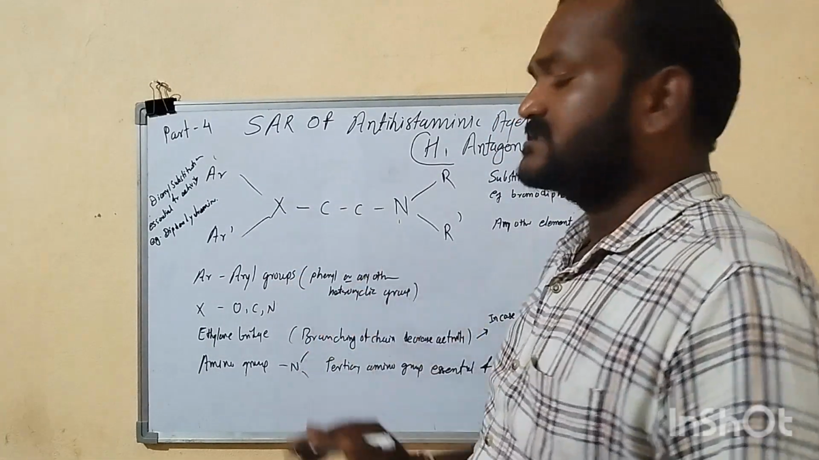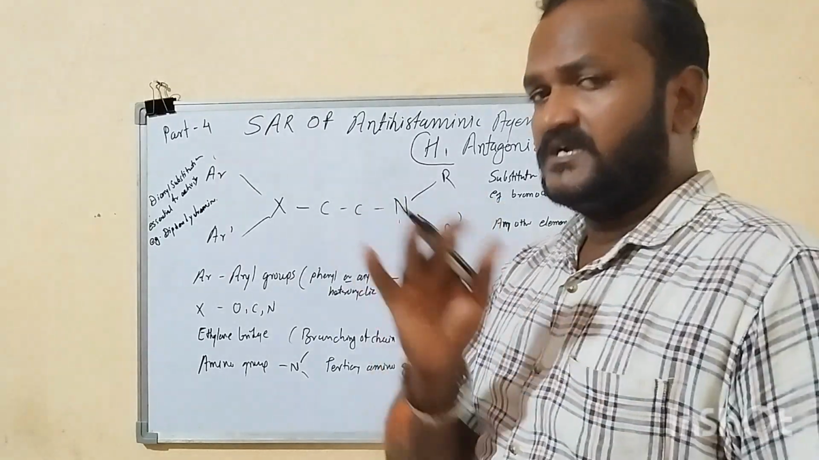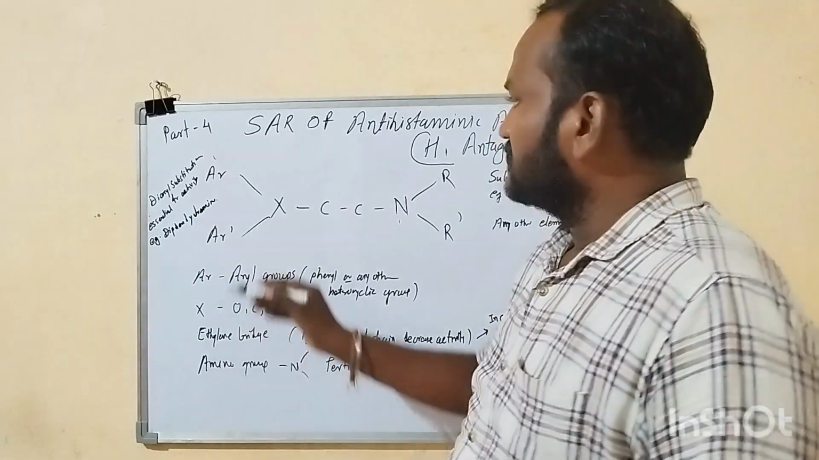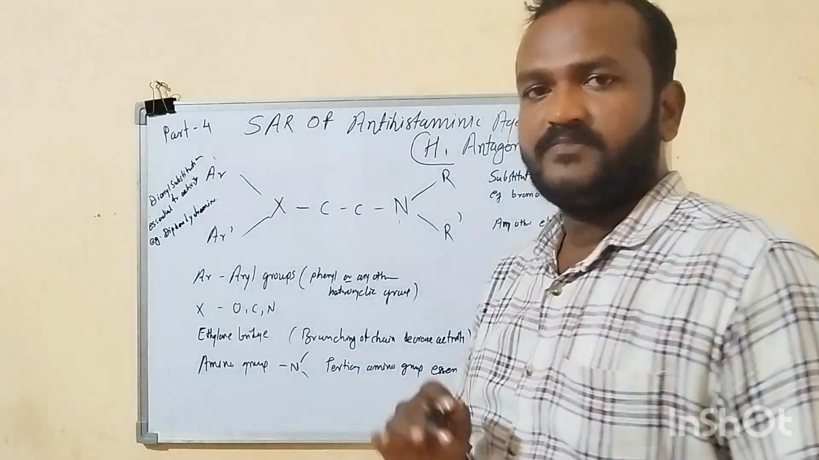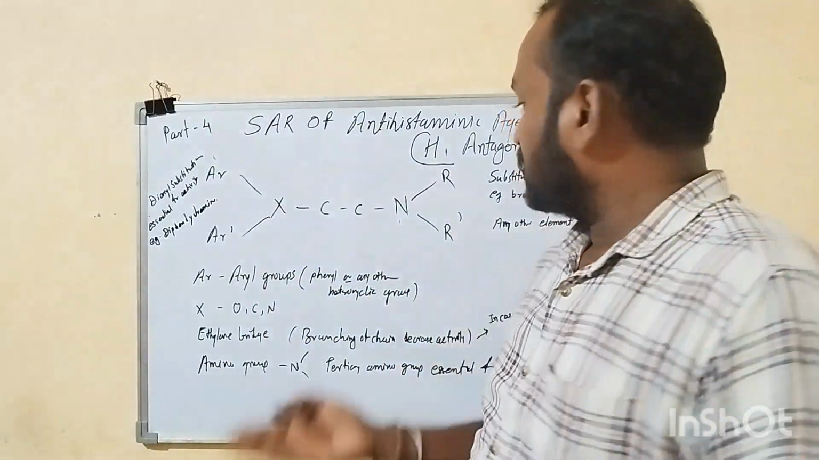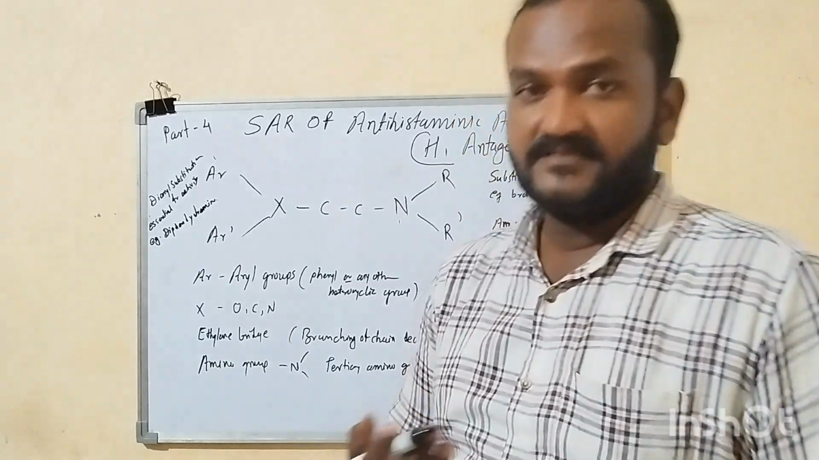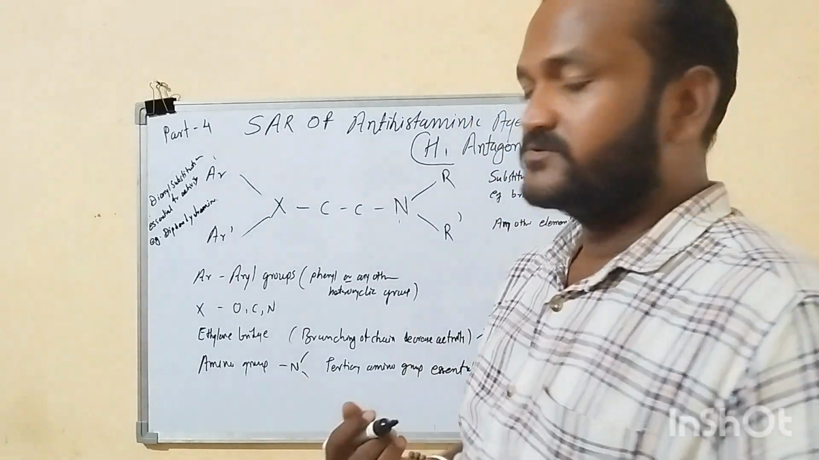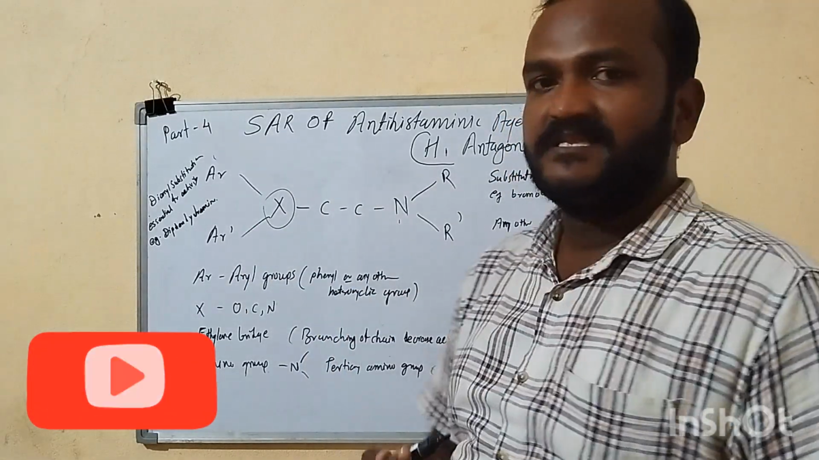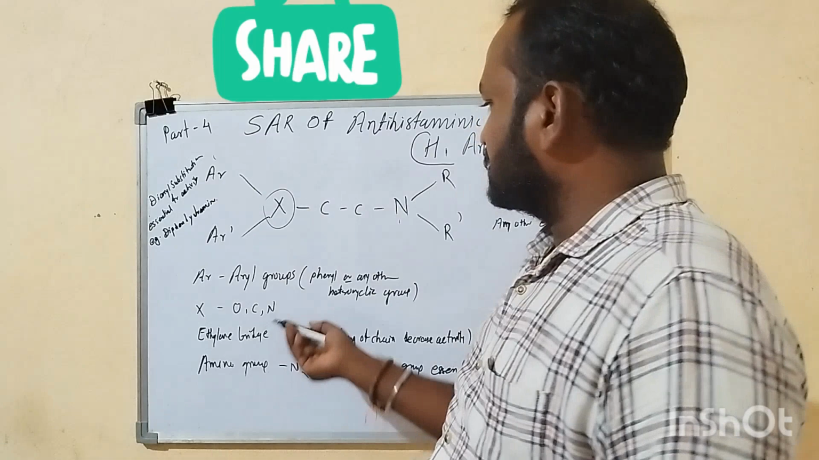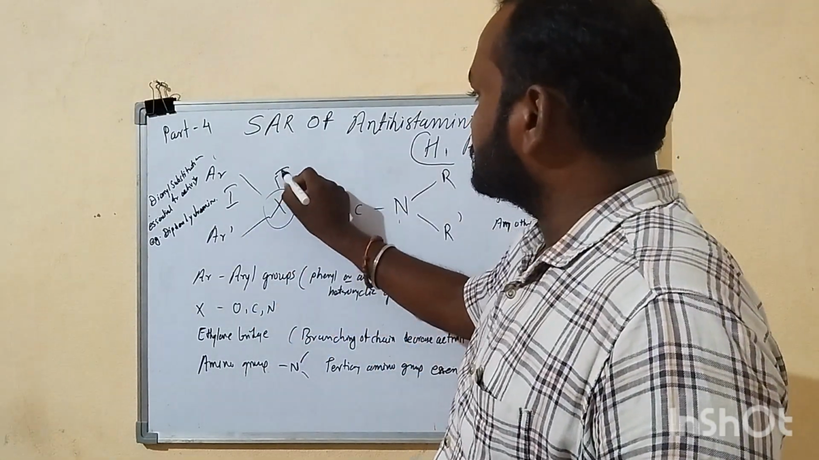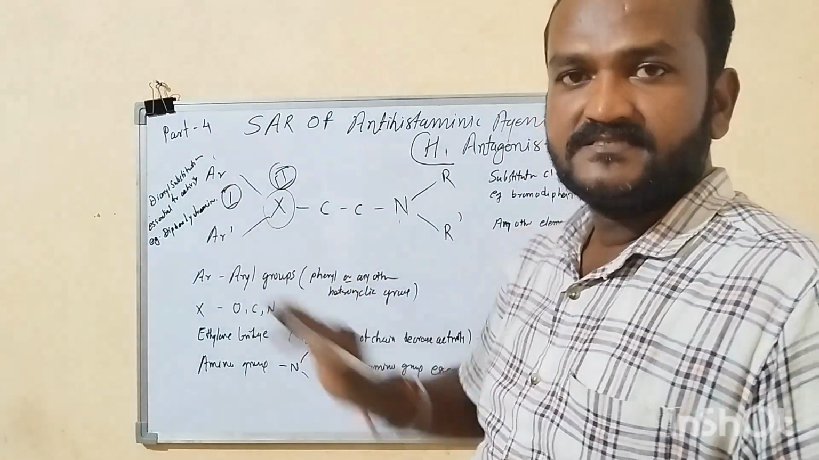According to this structure, there are 4 different subparts included. First of all, I will clarify the structure. This is the aryl group, one part. Here we can substitute any phenyl ring or any other heterocyclic rings also. Next is the portion X, where we can attach any elements like oxygen, carbon atoms, nitrogen, etc. This is the first part, and this is the second part.